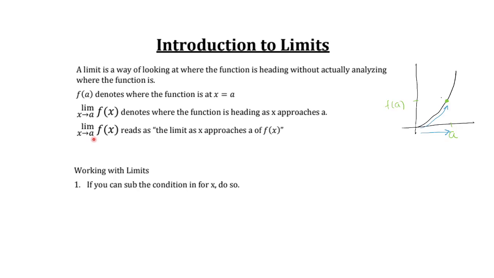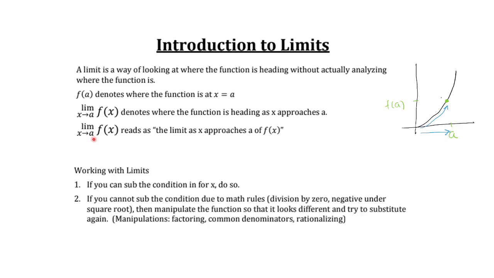However, if we cannot sub the condition in due to math rules, for example, if it's going to result in division by 0, or if it's going to result in a negative number under the square root, then we need to manipulate the function so that it looks different. And we then try to substitute once we manipulate the function. Some examples of manipulations include factoring, finding a common denominator between two expressions, two fractions, and rationalizing.